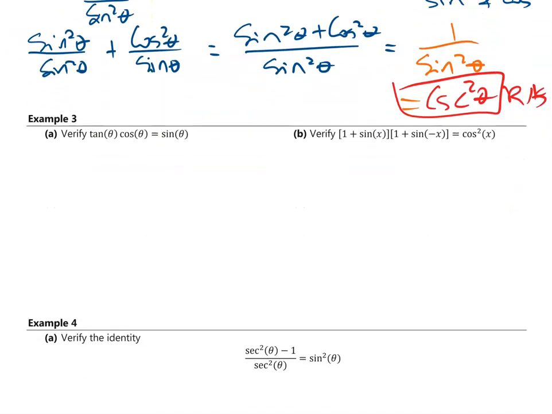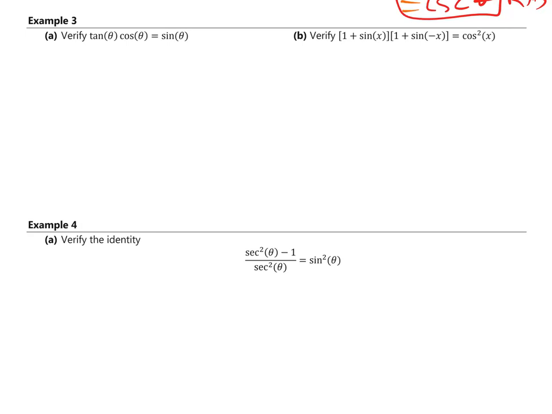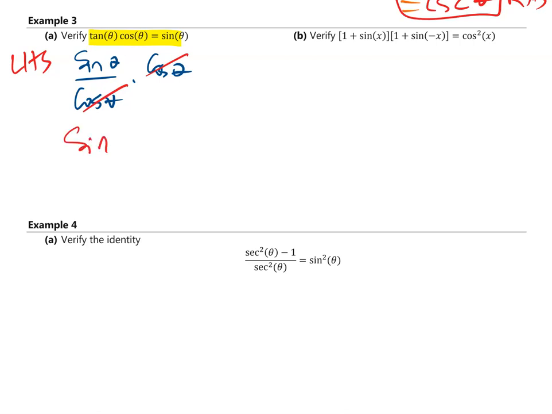Okay. Now let's solve more examples here. Letter A, example number 3, verify that tangent theta times cosine theta is equal to sine theta. Again, we can express terms with sine and cosine. We know that tangent is sine over cosine. So sine theta over cosine theta times cosine theta. Remember, you can work on the left hand side. Then cosine theta over cosine theta is 1. So definitely this is sine theta is equal to sine theta, which is the right hand side.